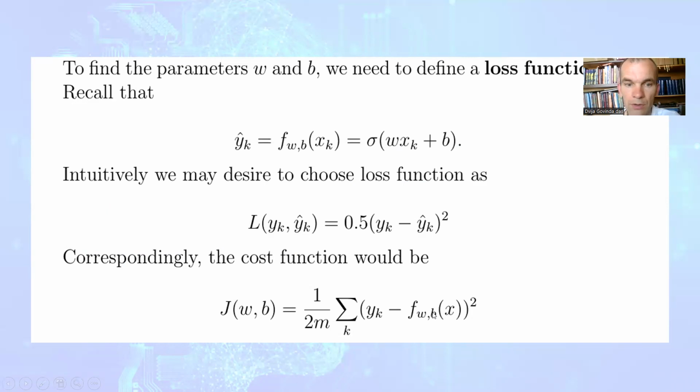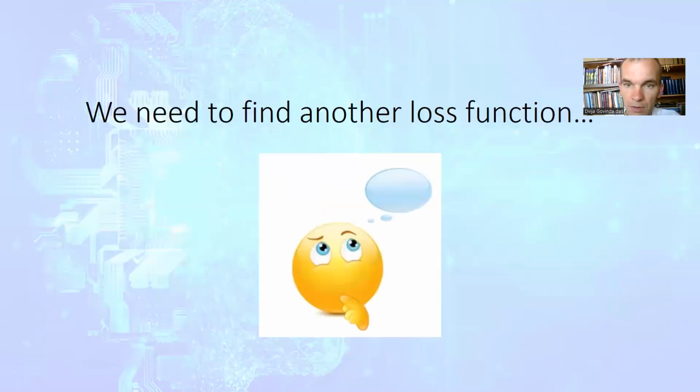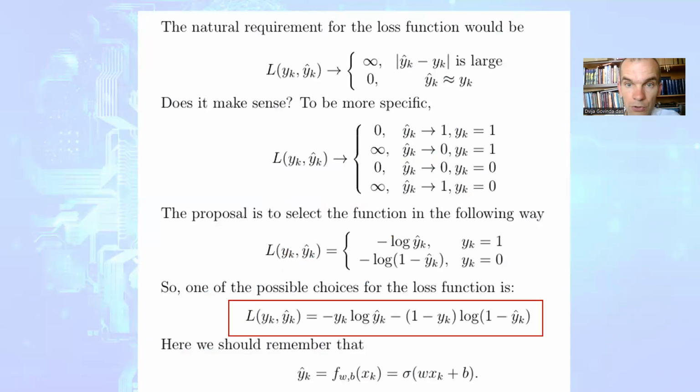So we can use, of course, this cost function, but it turns out that it's not always convex. So iterative methods, such as the method of gradient descent, could fail to find the optimal solution. We must select some other loss function. So what could be the possible choice for this function? Again, intuitively we understand that the loss function must tend to infinity if the difference between y hat and y, between the predicted and the true label, is large. And it must be close to zero when these values are quite close to each other.